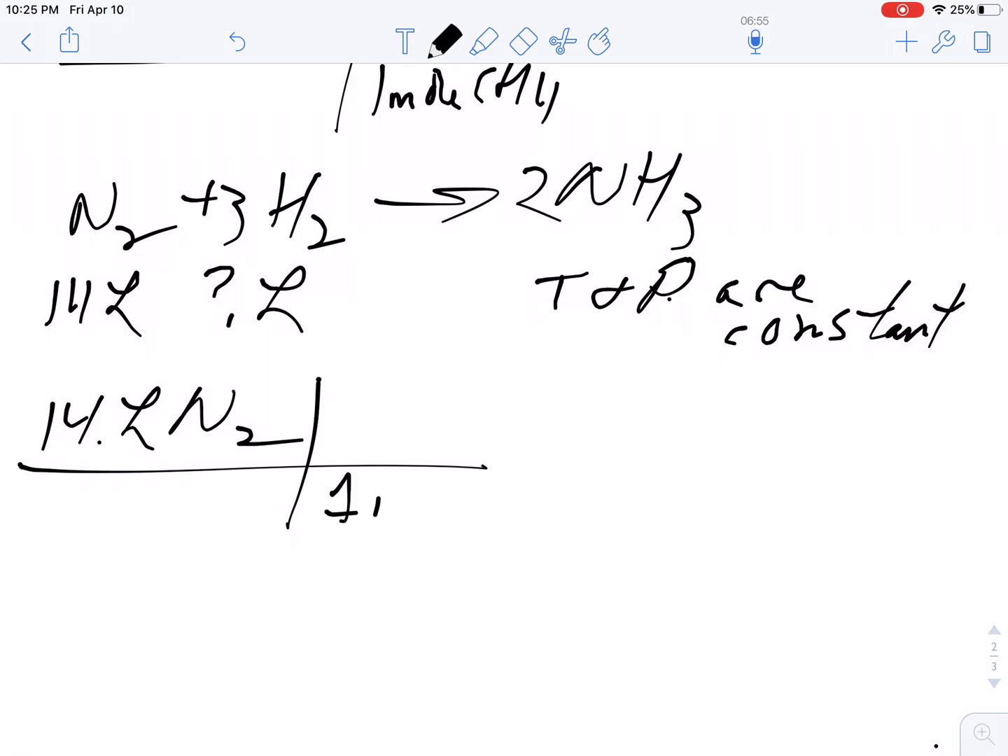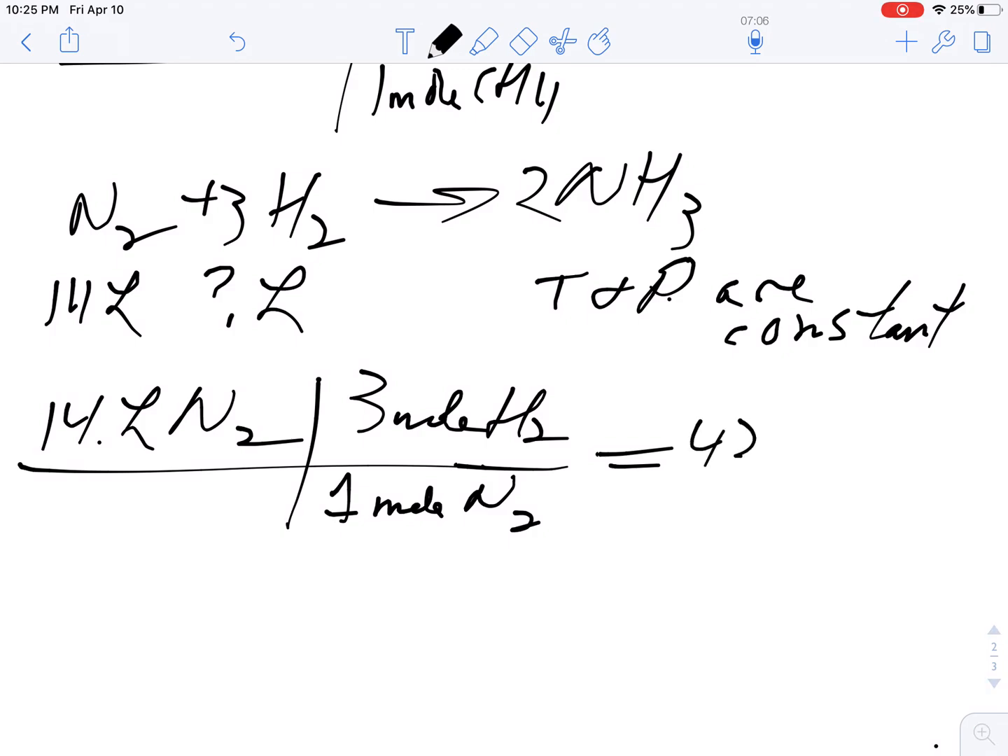So the ratio is for every 1 mole of nitrogen, I will need 3 moles of hydrogen. So that means I'm going to need 42 liters of hydrogen gas in order to make ammonia. And by the way, ammonia is what you need in order to make fertilizer. And this is what bacteria do: they use nitrogen and hydrogen to make ammonia. So as long as the temperature and pressure don't change, you just go to that. You don't have to be at STP. And that's it.